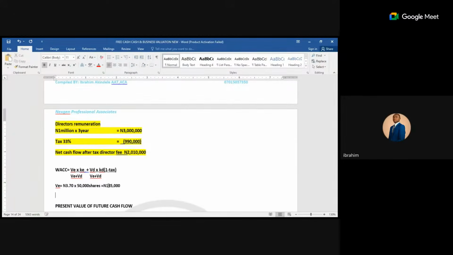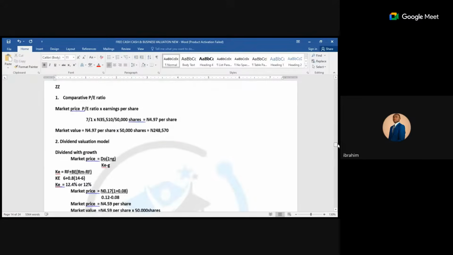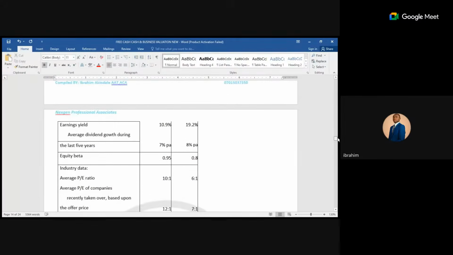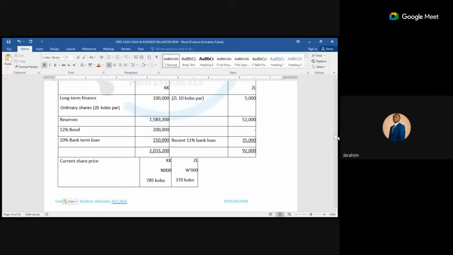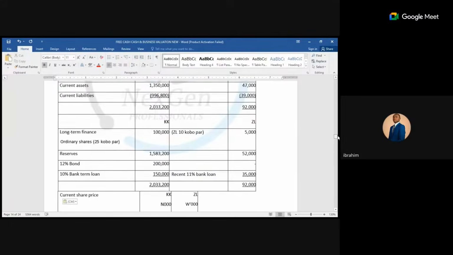So value of debt. So we're given what information? Value of debt. How do we determine the value of debt? What is the debt given to us for ZL? We only have a bank loan, right?